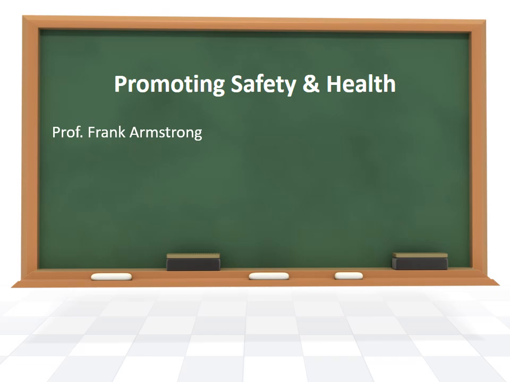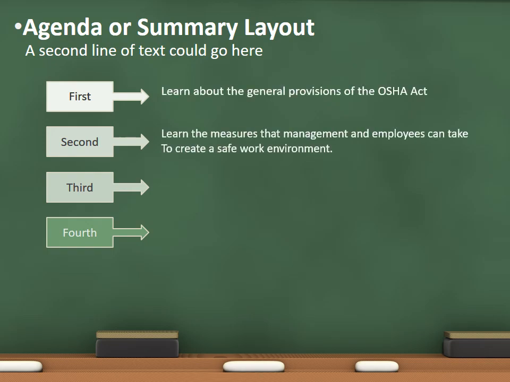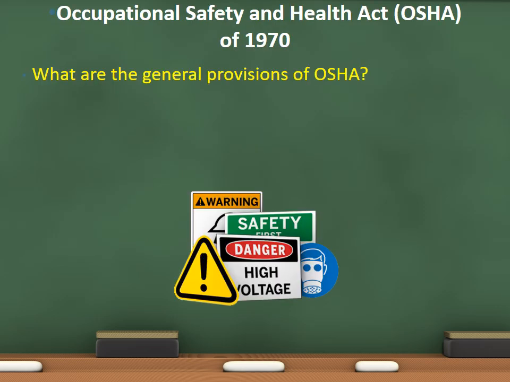We're going to talk about a topic that's very important to HR and to any organization, and that is promoting safety and health. So, here's what we're going to look at. First of all, we're going to learn about the general provisions of the OSHA Act. We're going to learn the measures that management employees can take to create a safe work environment. We're going to identify the ways to control and eliminate various health hazards in the workplace. And we're going to learn about the ways for coping with job-related stress.